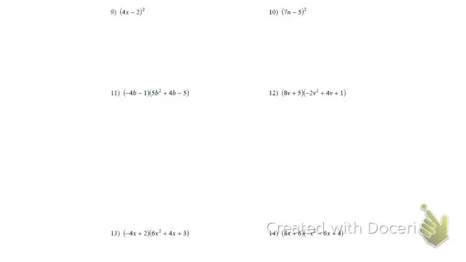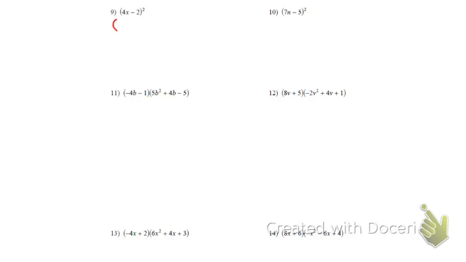Let's start off with number 9. Okay. We have 4x minus 2 to the second power. So again, what this really means is this idea. A common mistake is people want to distribute the power of 2 in. Don't do that. What you want to do is rewrite this as a multiplication problem.